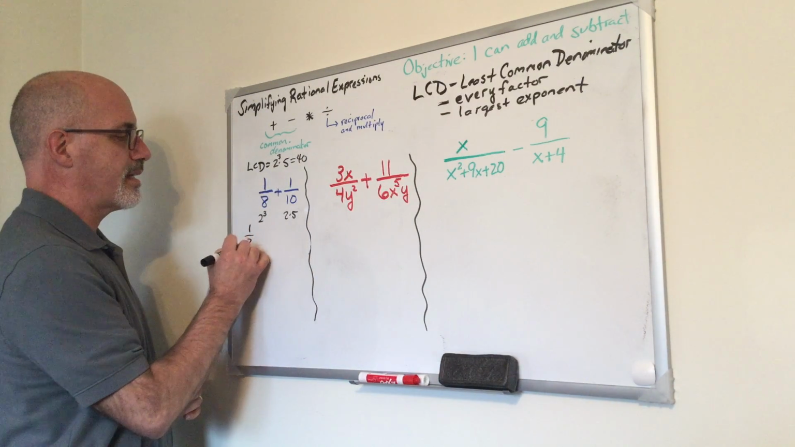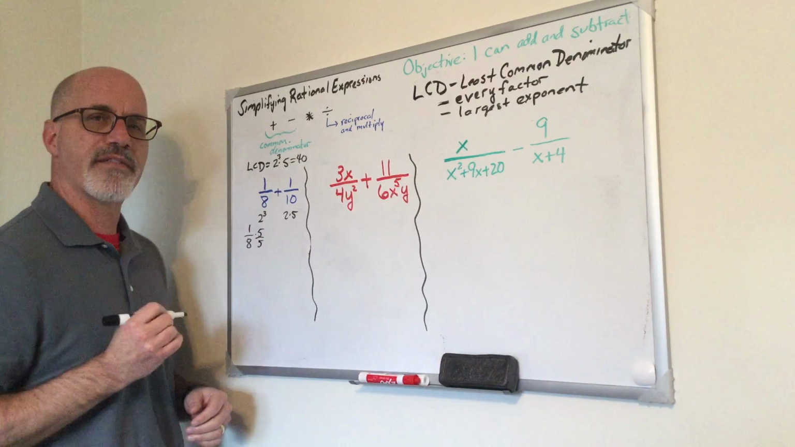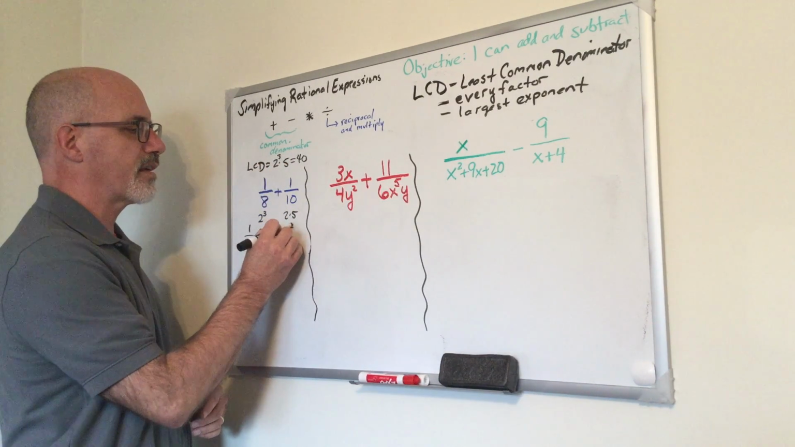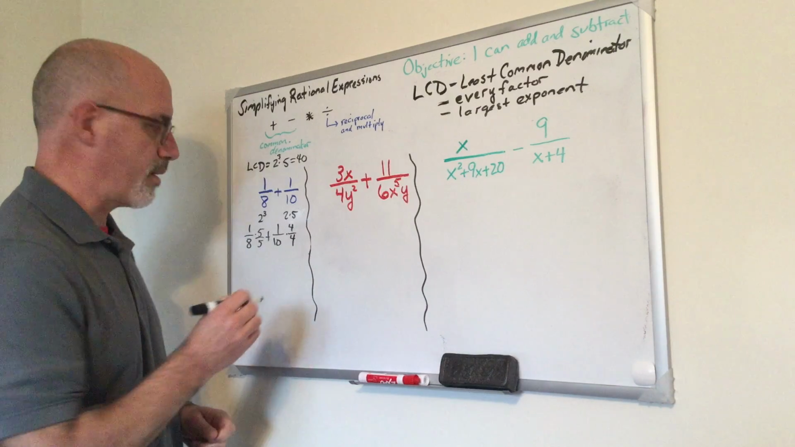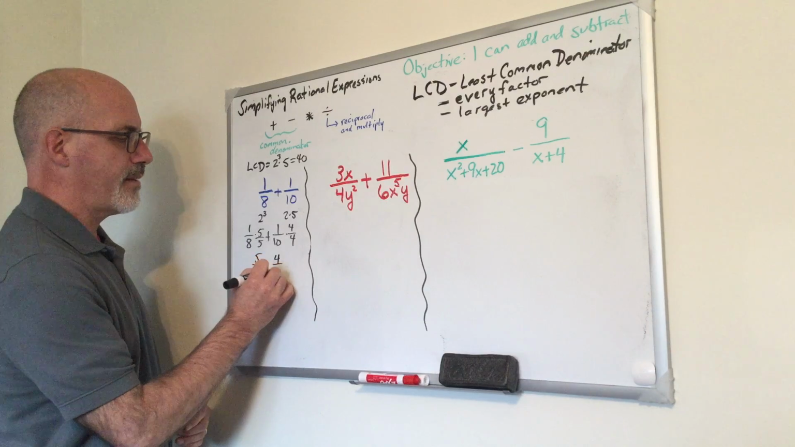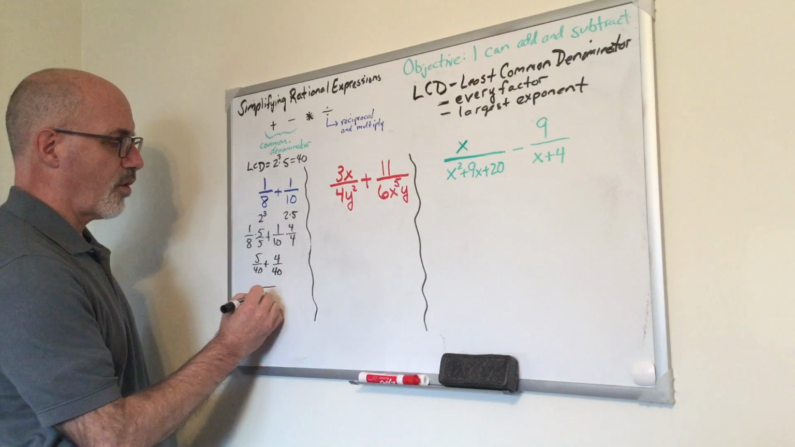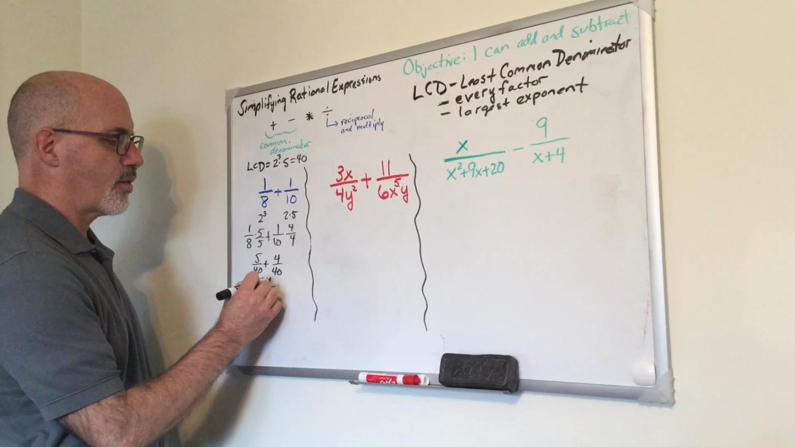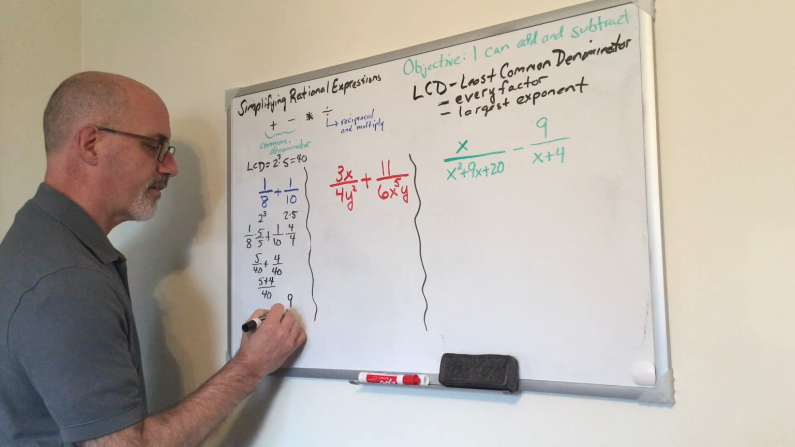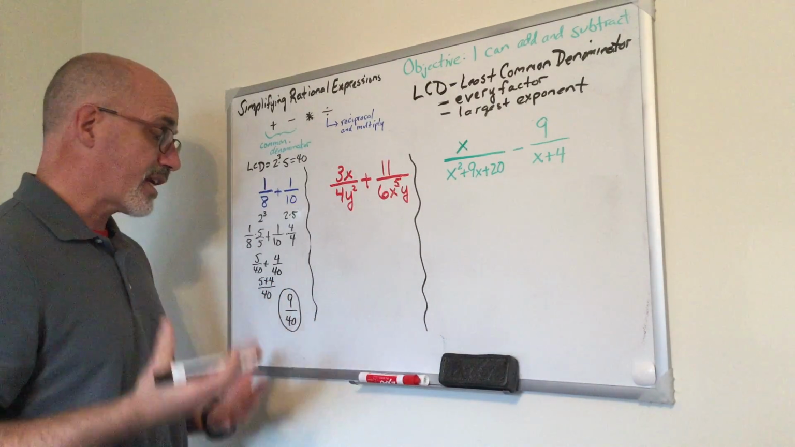Okay, for this 1/8, to get to that 40, we're missing a factor of 5, so we're going to multiply it by 5 over 5. The 10 for a denominator, to get to 40, is missing a factor of 4, so we multiply by 4 over 4. So we get 5 over 40 plus 4 over 40. Now those both have the same denominator, so we put the result over 40, and we do 5 plus 4. We can bring the numerators together when we get that common denominator, and the final answer is 9 over 40.